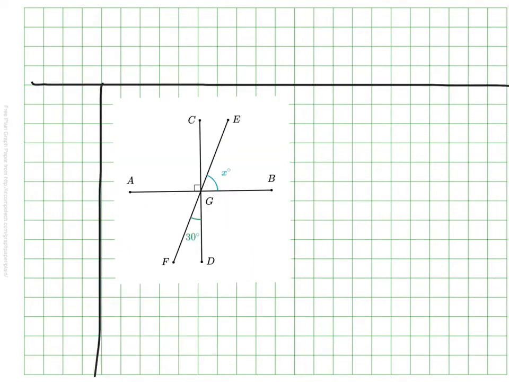Let's try another. So once again, we're looking for the value of x, and this time x is the angle EGB. That's what we're trying to find. So let's take an overview and see what we know. Well, it's nice that we know that there's a right angle right here. So we know that angle AGC is 90 degrees. That's a good place to start.